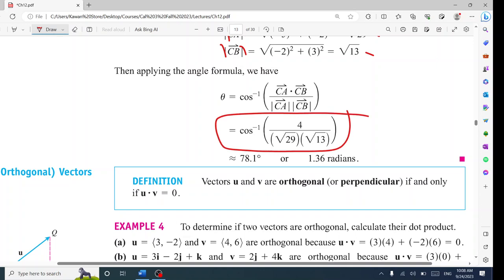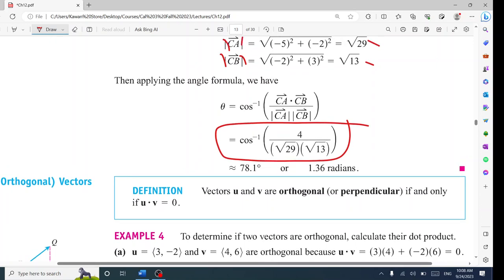Now, we have orthogonal or perpendicular. So if you have two vectors U and V that are perpendicular to each other, how do you know? You just take the dot product between them, and you'll get zero. If I get zero, it means that they are perpendicular to each other.